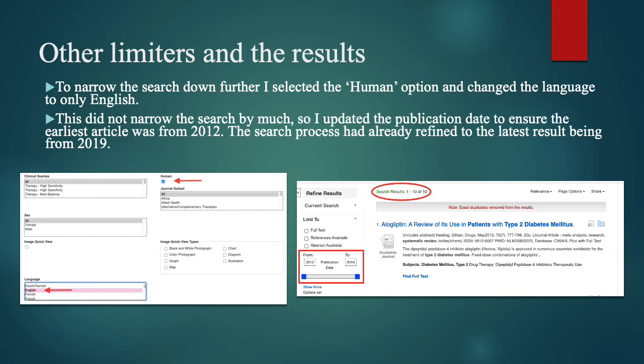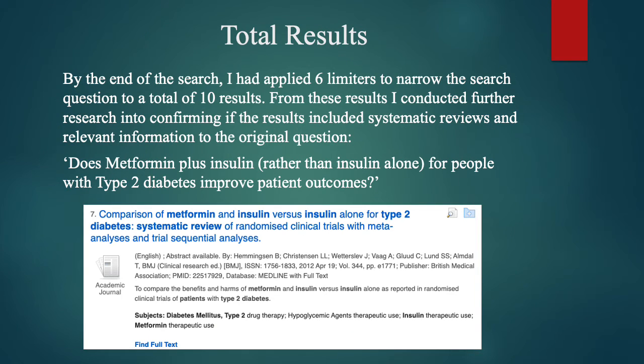So I went ahead and changed the publication date to include articles between the years 2012 and 2019. 2019 I didn't have to change. It was actually the article that was the most recent. This only brought the results down to 10. By the end of the search, I had applied a total of 6 limiters to narrow the search question down, bringing it to a total of 10 results.